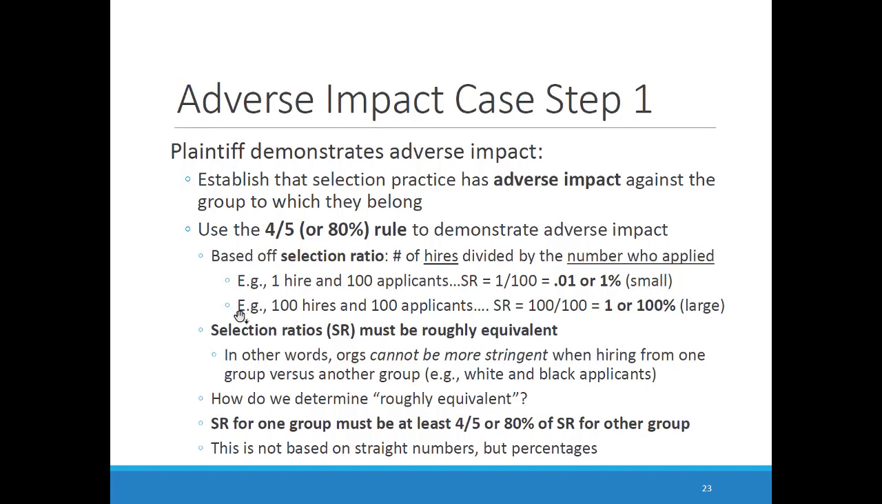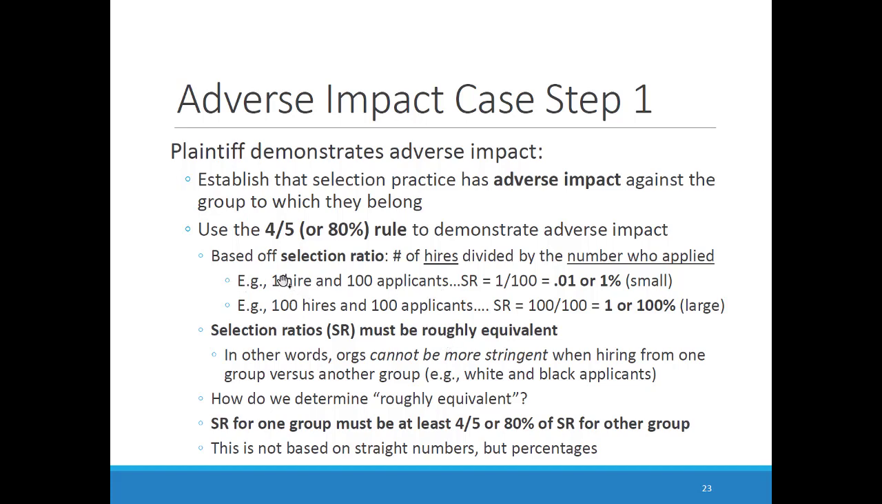As another example on the other extreme end, if we were hiring 100 individuals, say for entry-level positions, and we had 100 applicants, then our selection ratio would be 100 hires divided by 100 applicants, which equals 1 or 100%. This is a very large selection ratio. And as a side note, you wouldn't necessarily even need to use any selection procedures if you had a selection ratio of 1 or 100%, right? Because there's no need to determine who's going to be best in terms of hiring if you're hiring everyone. So this gets at the idea that our validity becomes much more important as our selection ratio gets smaller.